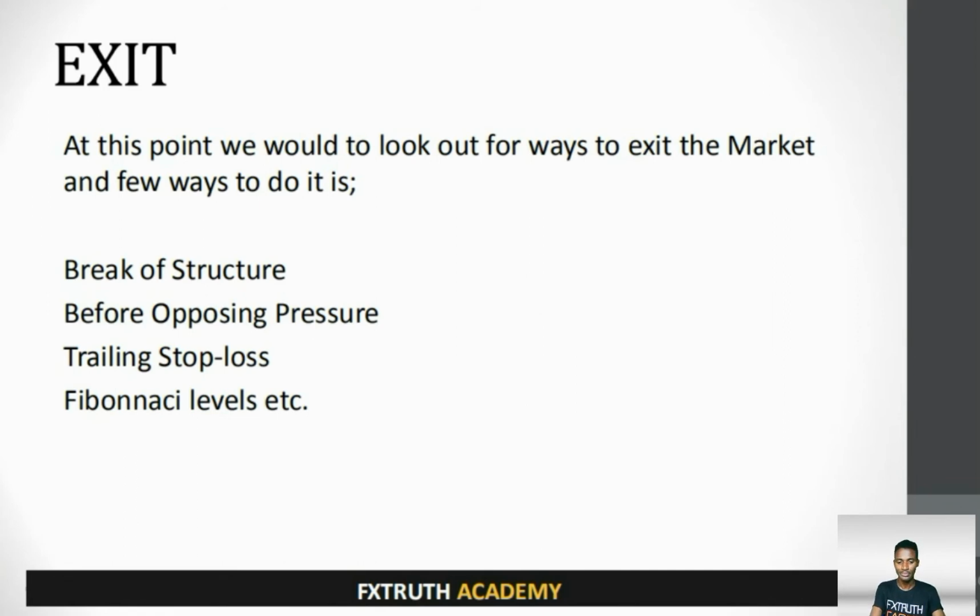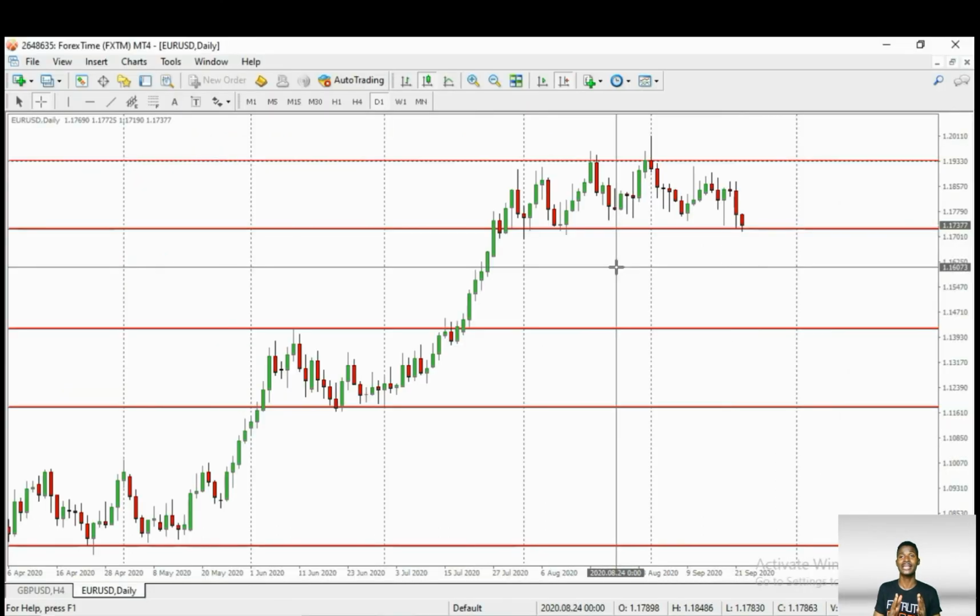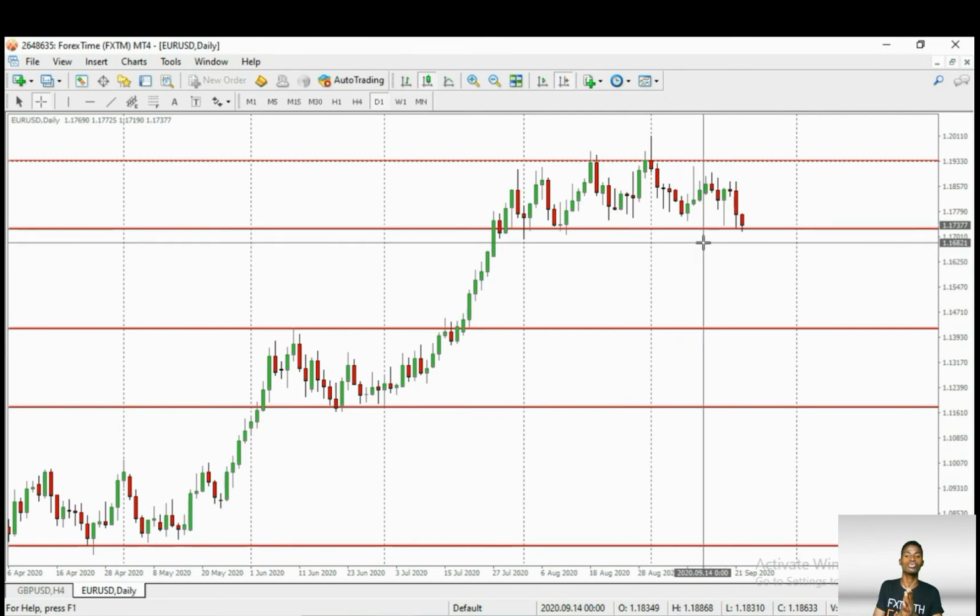Good. So now, mind you, there's exit if you are wrong and exit if you are right. I didn't say that earlier, but I'm saying it now. Exit if you are wrong, to not lose all your capital in the market, you set what is known as the stop loss. To exit when you're right, you need to set what is known as the take profit, and you set that take profit before an opposing pressure.